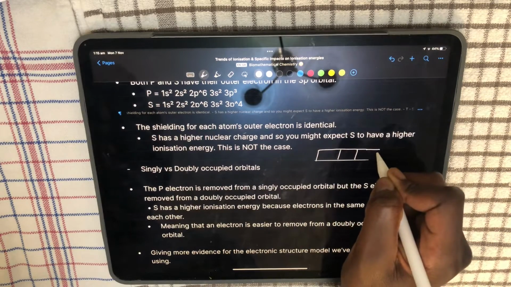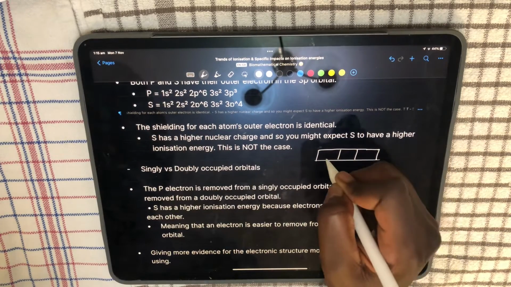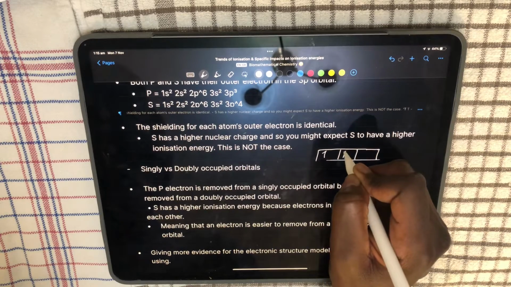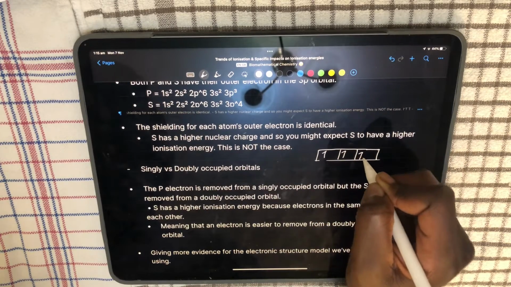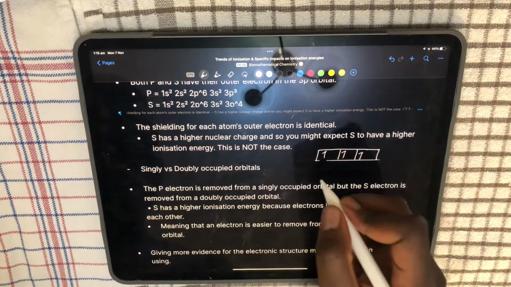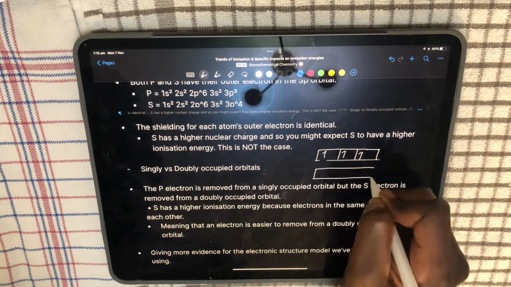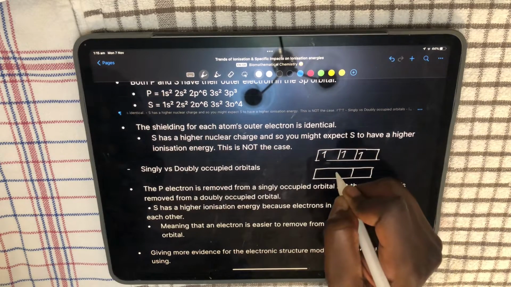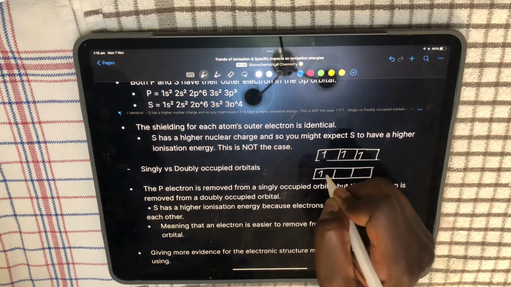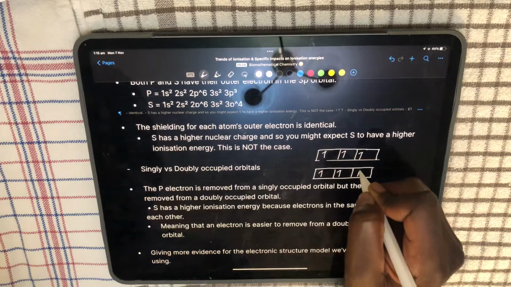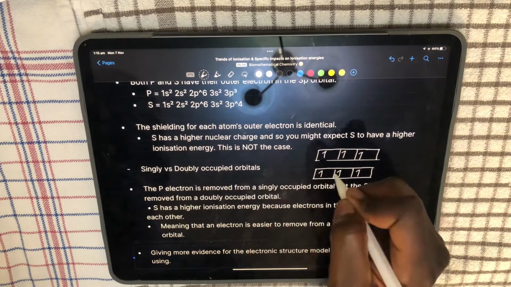If I was just to do the 3p orbital, this is what the 3p orbital would look like on phosphorus, whereas in sulfur, it looks like this. I'm just talking about the 3p orbital. I could do the rest, but they're all full.